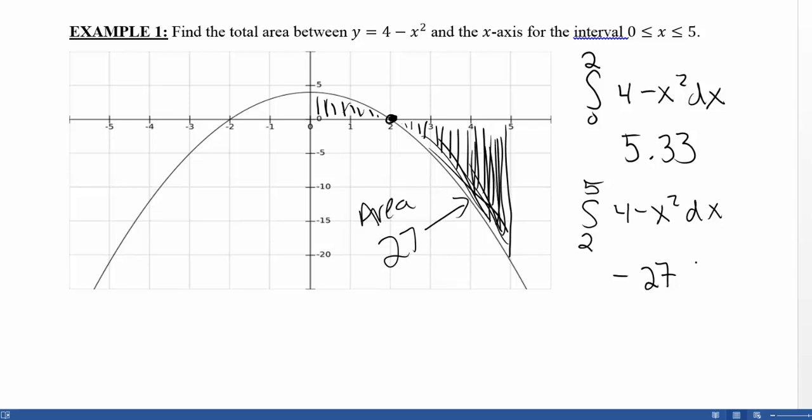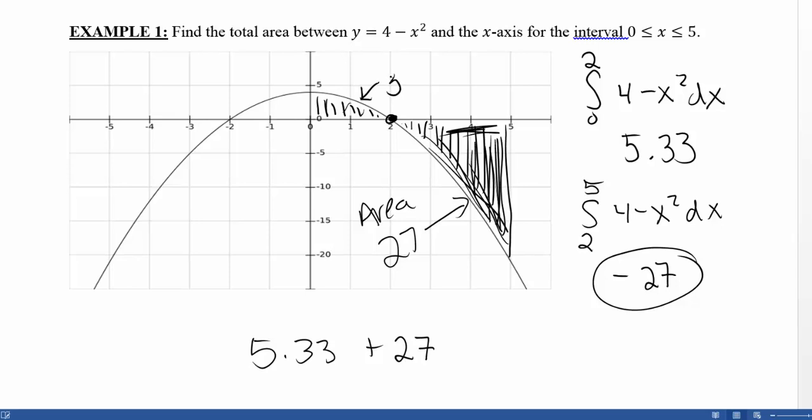So I can use that knowledge of integrals to be able to find area for other contexts, which means that the area from 0 to 5 is going to be 5.33 plus 27. Not negative 27, because again, this is not in the context of any sort of calculus. This is just area between the function and the x-axis. So I count it all as positive, and when I add those together, I get 32.33.